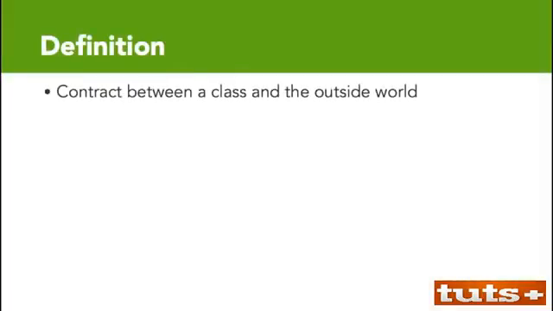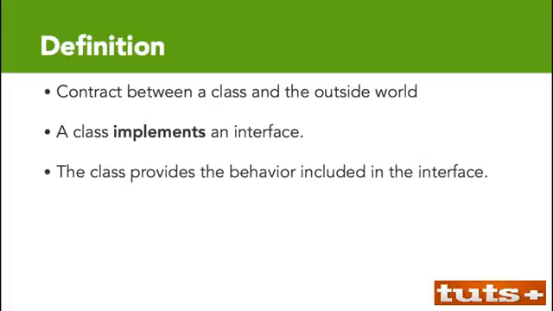An interface is like a contract between a class and the outside world. When a class implements an interface, it promises to provide the behavior included by that interface. Interfaces can also be used to store constants. This section defines a simple interface and explains the necessary changes for any class that implements it.